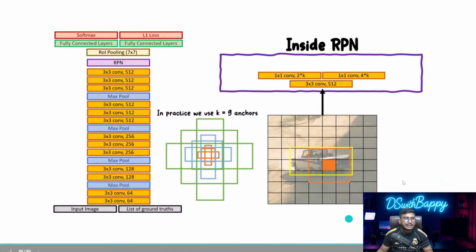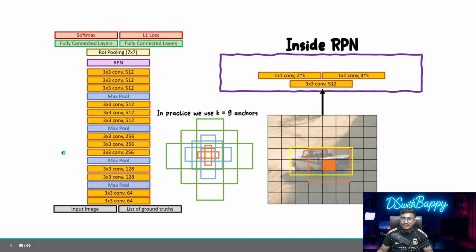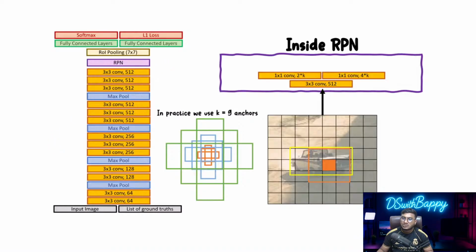Okay, so that's why it is faster than Fast RCNN, because there we don't have any kind of selective search algorithm. We are not using any selective search algorithm. And this is the architecture, guys, we'll be using for the object detection task.